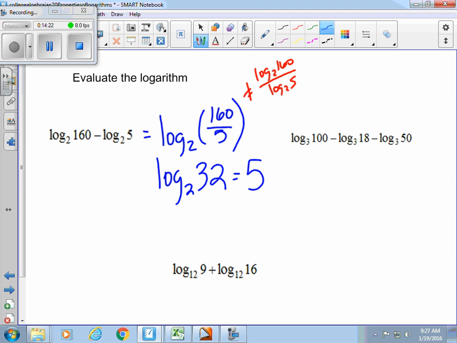Okay, good question, because there's not a property with a string of 3. So James asked a really good leading question into this. How do you know which ones go on the bottom? Well, we know from properties of exponents that negative exponents go on the bottom. Logarithms with a negative in front go on the bottom. So I can rewrite this as log base 3 of 100 divided by 18 times 50. The 18 and the 50 both go on the bottom.